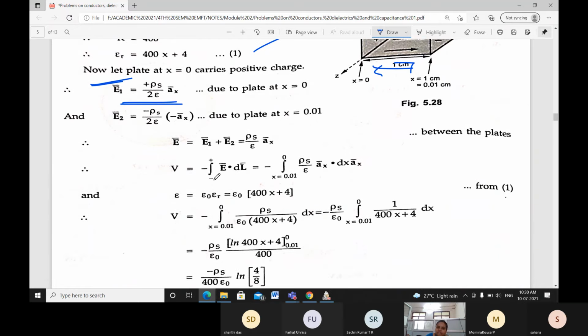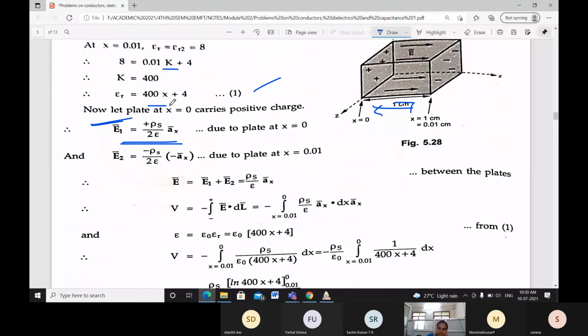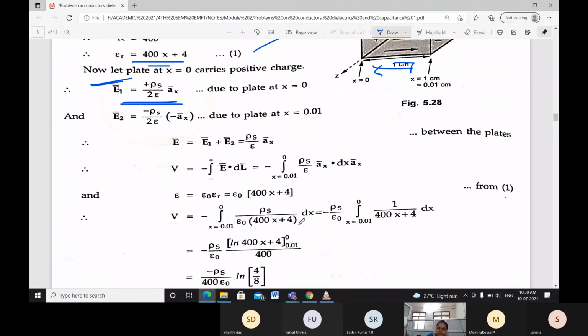Next, therefore, V is going to be minus the integration from negative to positive of E dot dl, which is equal to minus the integration from the final to the initial point. For that reason, the final point is 0.01 to 0, of rho_s divided by epsilon in a_x dot dx a_x. Then our epsilon is epsilon naught into epsilon_r. Epsilon_r we calculated here, that is 400x plus 4. You have to substitute that here.